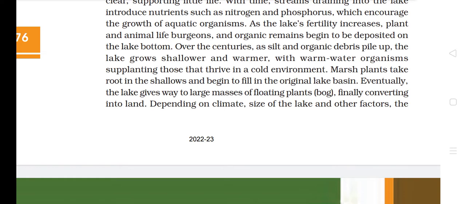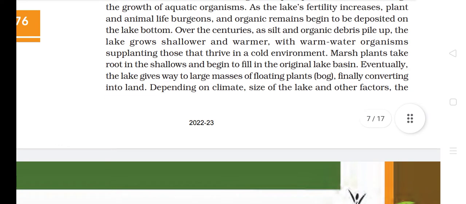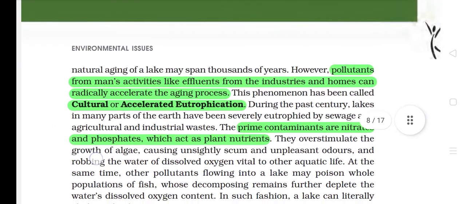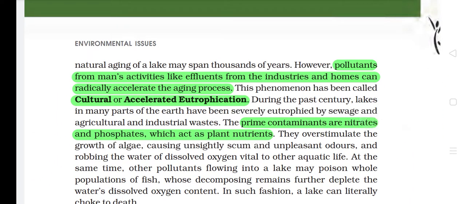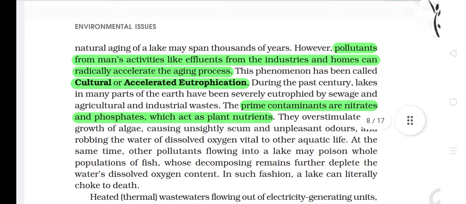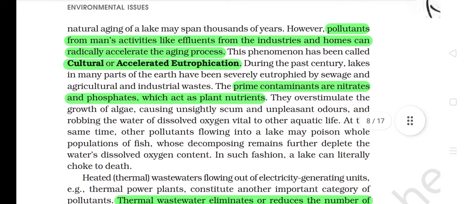Marsh plants take root in the shallows and begin to fill in the original lake basin. Eventually, the lake gives way to large masses of floating plants, the bog, finally converting into land. Depending on climate, size of the lake, and other factors, the natural aging of a lake may span thousands of years. However, pollutants from man's activities like effluents from the industries and homes can radically accelerate the aging process. This phenomenon has been called cultural or accelerated eutrophication.